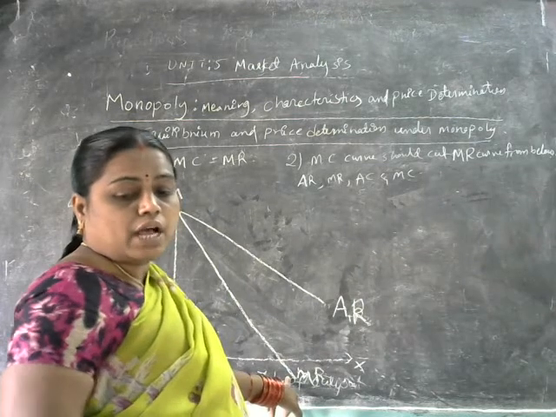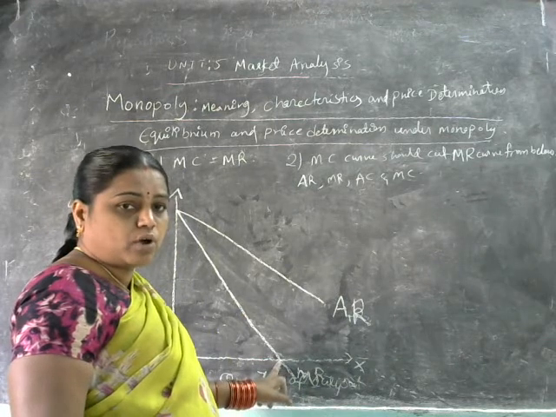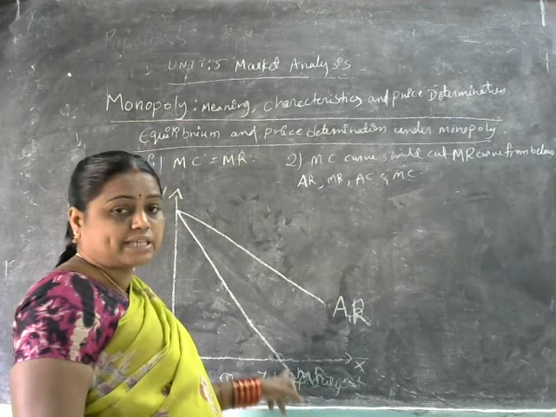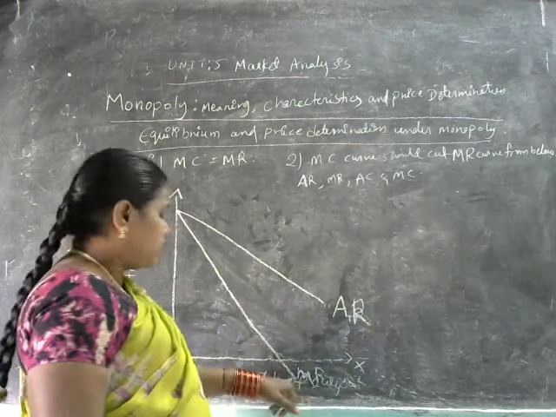The MR curve should go below. In the textbook it is not given properly, but it should continue below the OX axis. The MR curve has to continue below the OX axis.